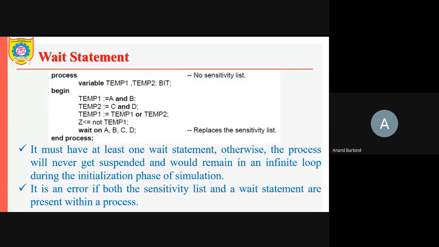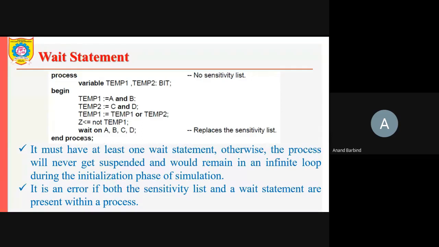What happens is that the statements in the process are executed sequentially, because there is no sensitivity list here, up to this point. But here it is wait on A B C D. So the execution, or your simulation, will wait here until any one of A B C D changes. After it changes or is modified, it comes out of this wait.